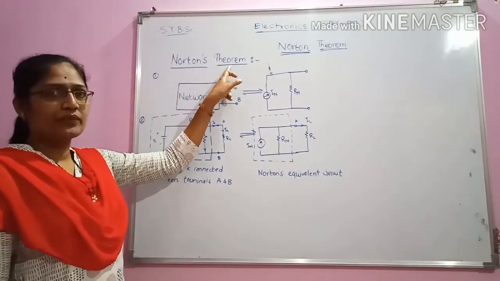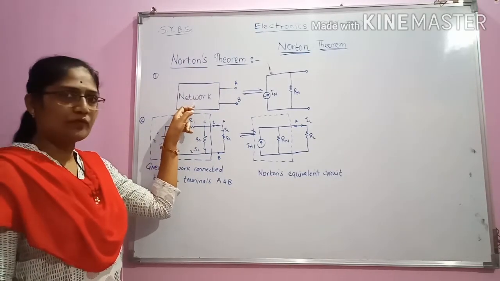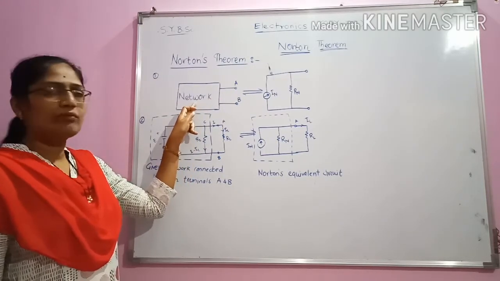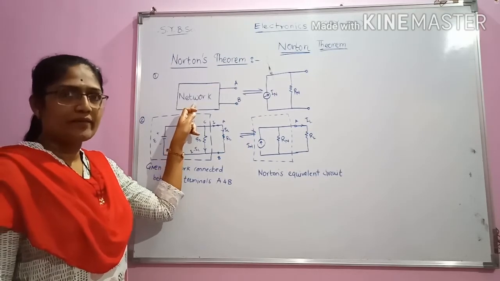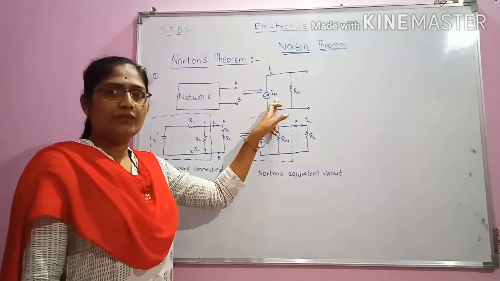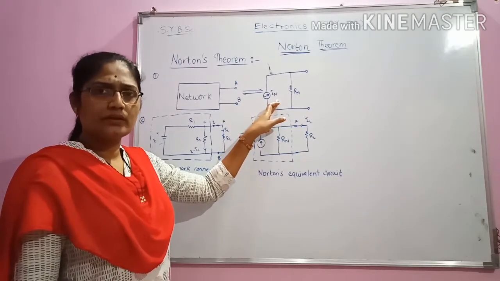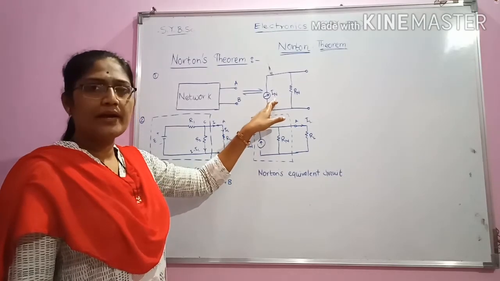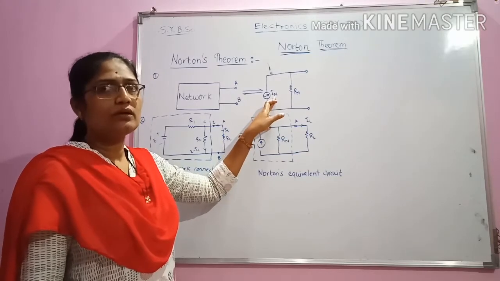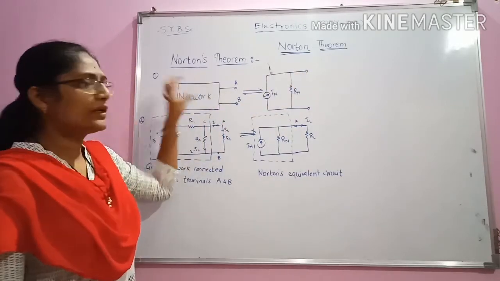What is Norton's theorem? In Norton's theorem we will have a network, which is a two terminal network or a linear network, and it consists of a combination of sources and resistors. Now we will replace this network by a circuit which will have only two components. One of the components is a constant current source, represented by IN, and there will be one resistance which will be in parallel to the constant current source. This is the Norton equivalent circuit of this network.